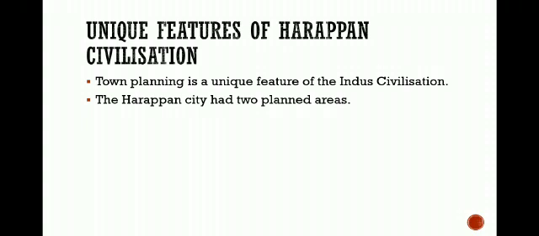So what are the two planned areas in the Harappan civilization? That is the upper town and the lower town. The part of the city which is located on the west side is the upper town. It was used by the administrators, and the great bath and the granaries are located in the upper town. The part of the city which is located on the east side is known as the lower town. This was used by the common people.